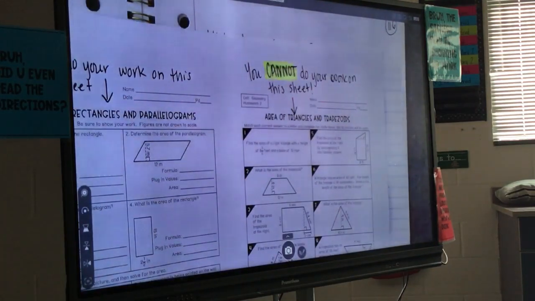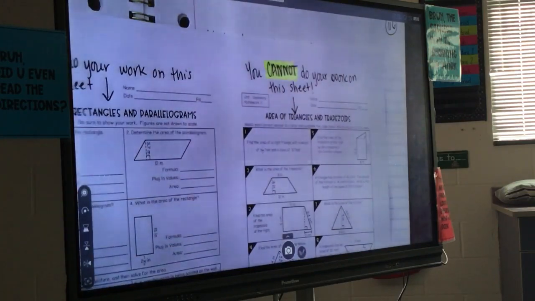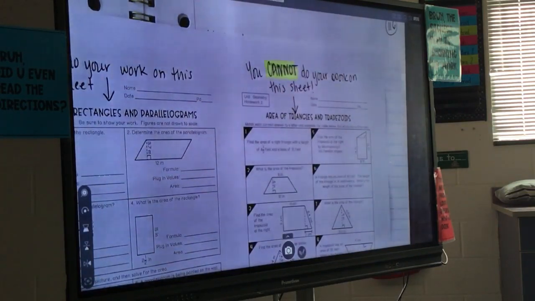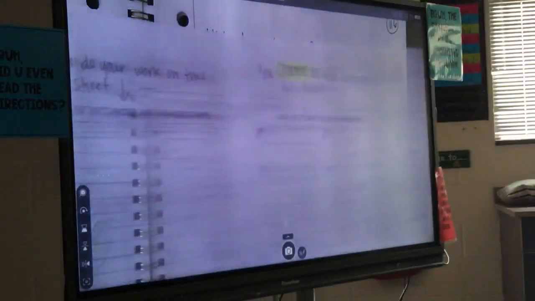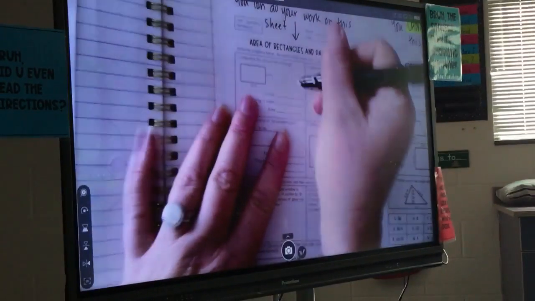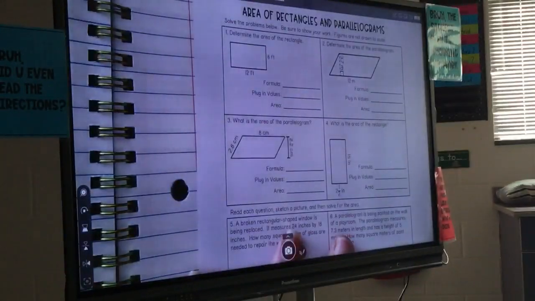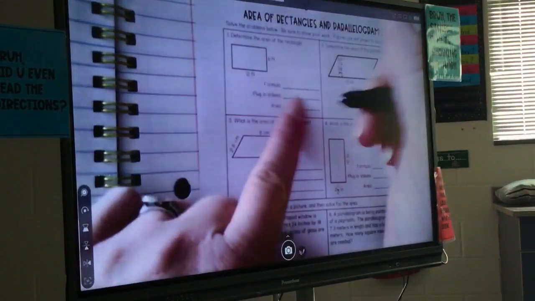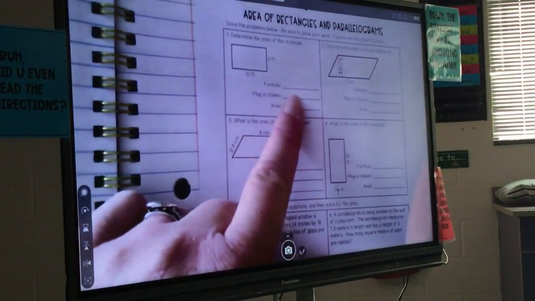All right, I want to go over number 1 with you guys on the left side just so you have an understanding of the expectation for that side. So, looking at number 1, it says determine the area of the rectangle. So our formula is what? Raise your hand.